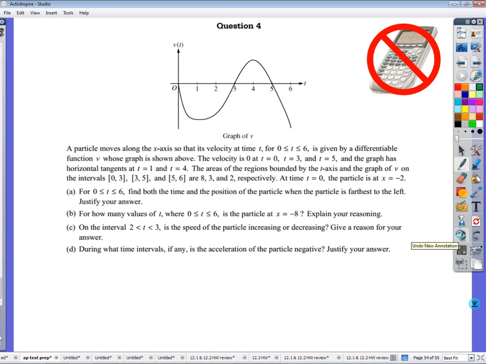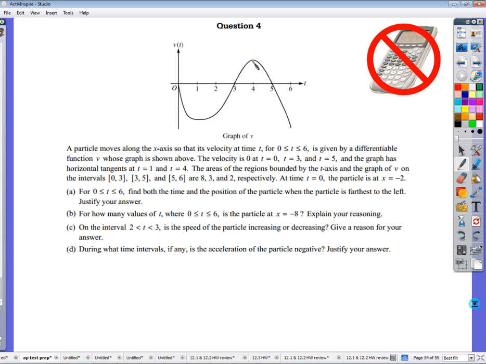Let's see what else they tell us. The velocity is 0 at t equals 0, 0 at 3, 0 at 5, I think is what they're going to tell us. 0 at 0, 3, and 5. And the graph has horizontal tangents at 1 and at 4. So pretty much what you would assume about the graph, but they're telling you for sure. It looks like it crosses the x-axis at certain points, and it has a max and a min at certain points, and it's just confirming that, yeah, there's a minimum there, a maximum there.